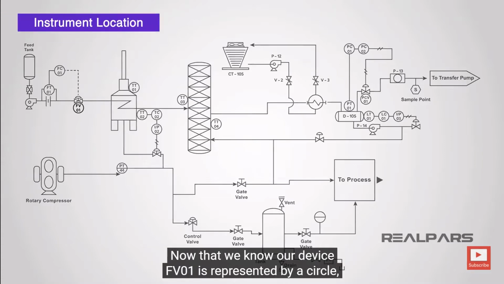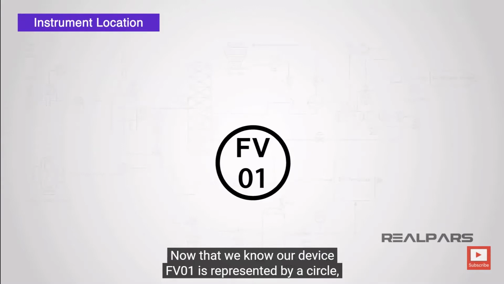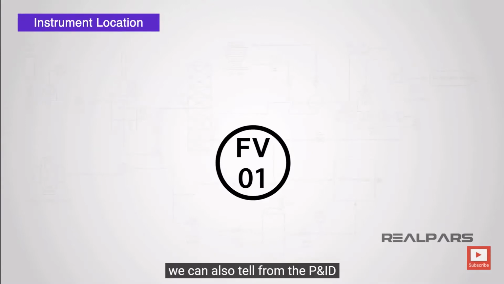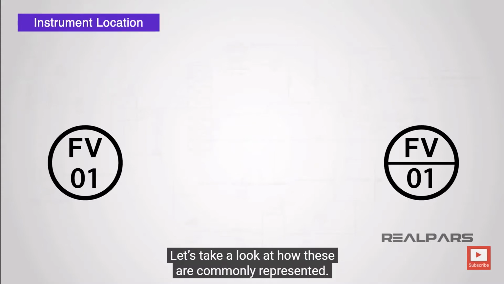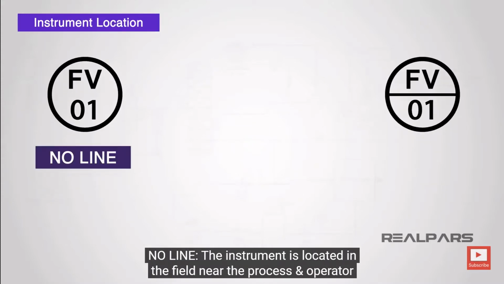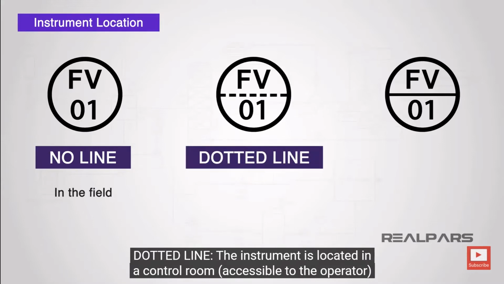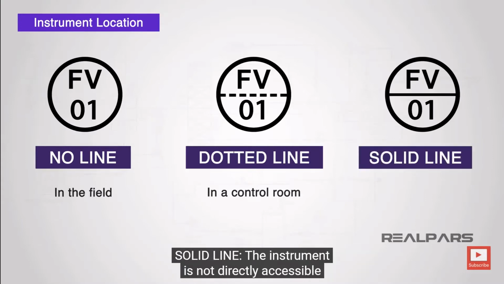Now that we know our device, FV01, is represented by a circle, we can also tell from the P&ID where the instrument or device is located. The presence or absence of a line in the circle determines the location of the physical device. Let's take a look at how these are commonly represented. No line. The instrument is located in the field near the process and operator. Dotted line. The instrument is located in a control room, accessible to the operator. Solid line. The instrument is not directly accessible.